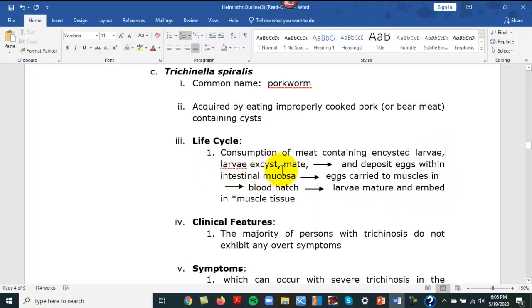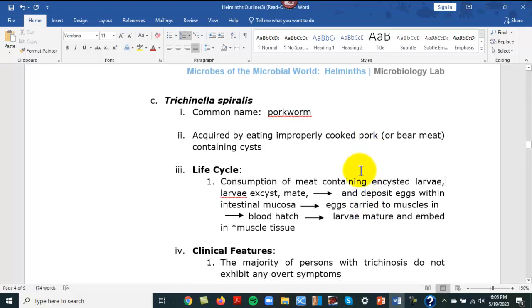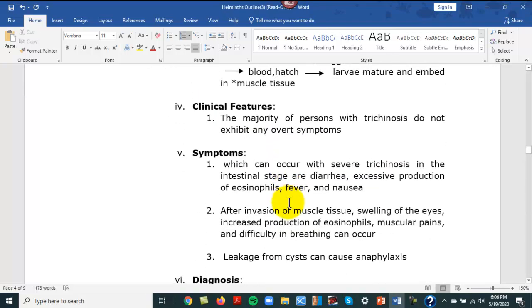The larvae break out of these cysts. They mate. I mentioned this: these are cysts, I had said eggs. Some of these do actually form a cyst, but they deposit eggs within the intestinal mucosa. The eggs are carried to muscles in the blood. They hatch, the larvae mature, and embed in muscle tissue. This actually hurts, and it can make the eyeballs swell up too.